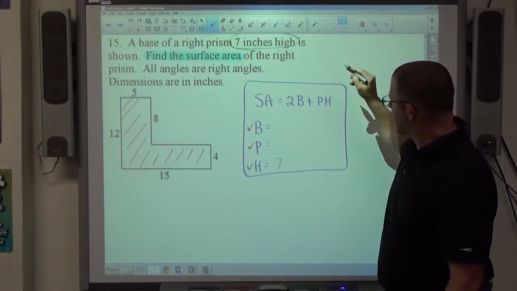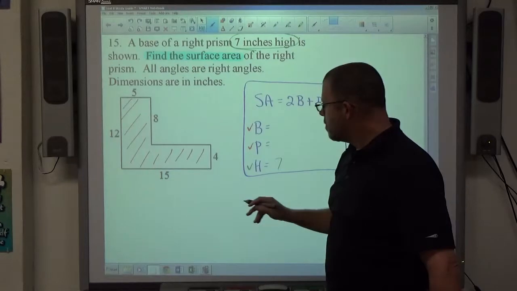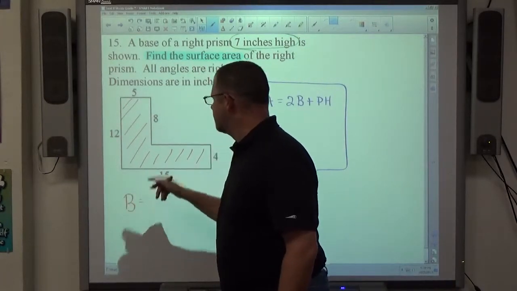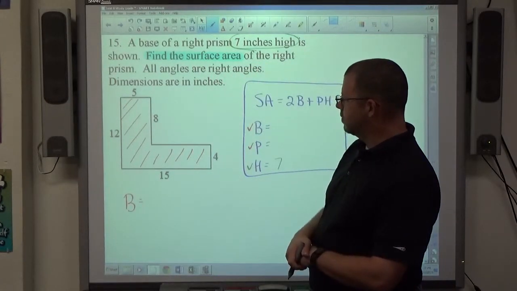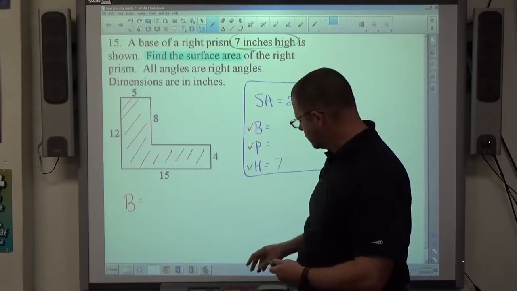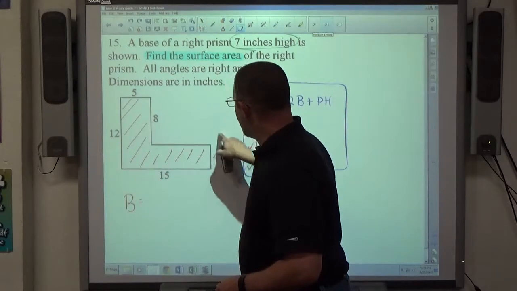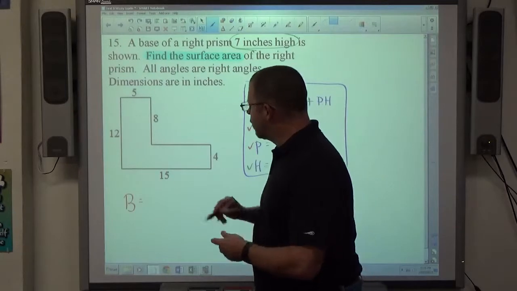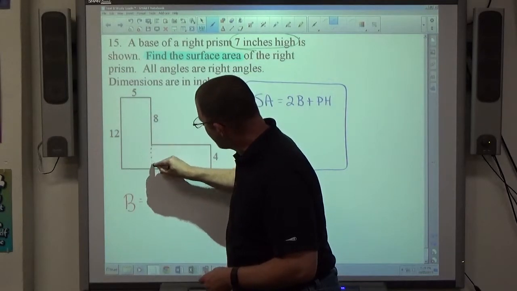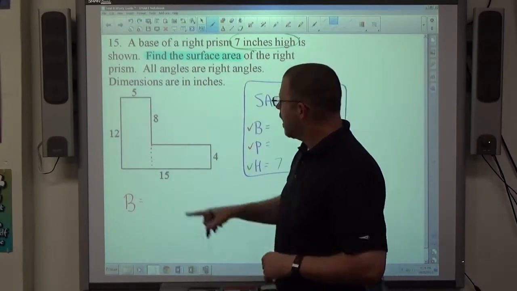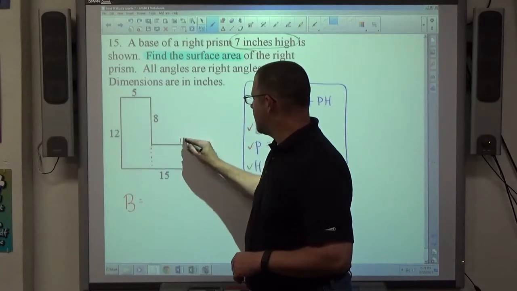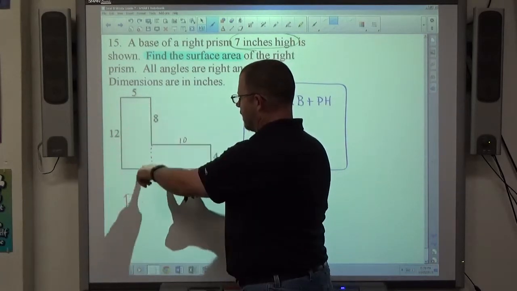As far as B and P are concerned, B is the area of this, I guess, joined rectangle picture. So I want to find the area of this thing. What I need to do is split it into two rectangles. So if I split there, for example, this is 5, so this must be 10, because that's 15. Those two pieces have to make that.